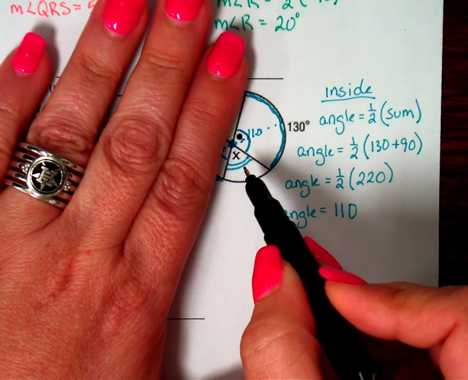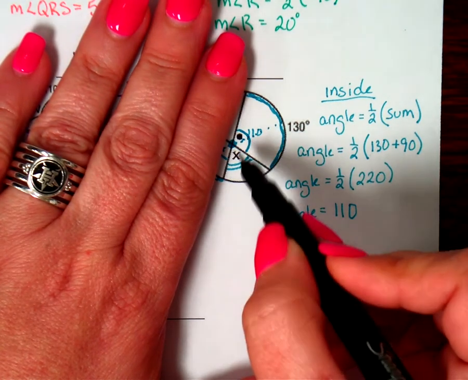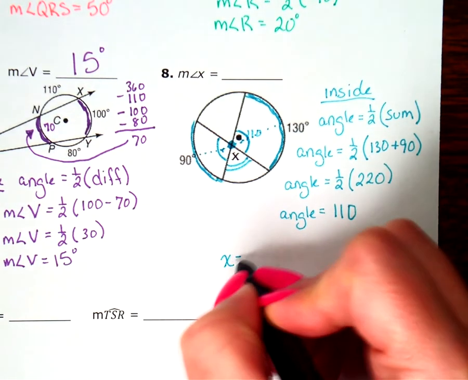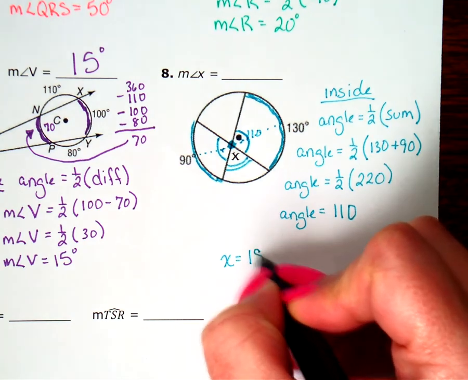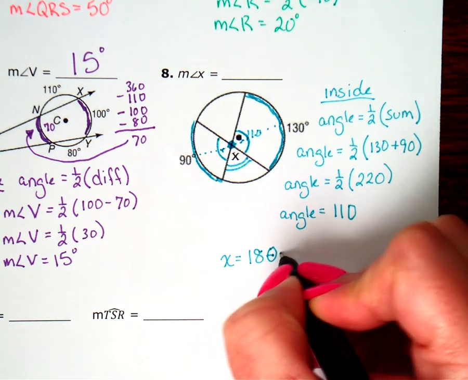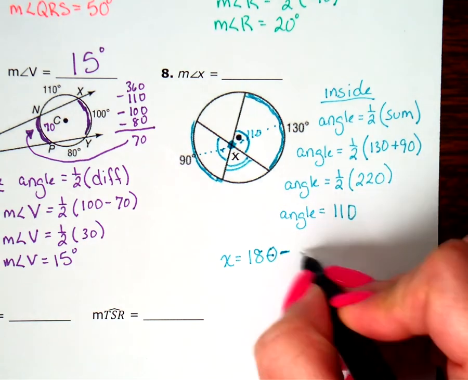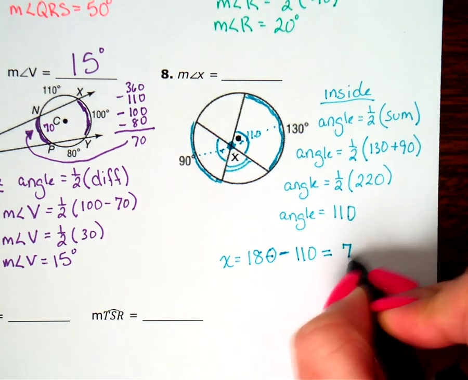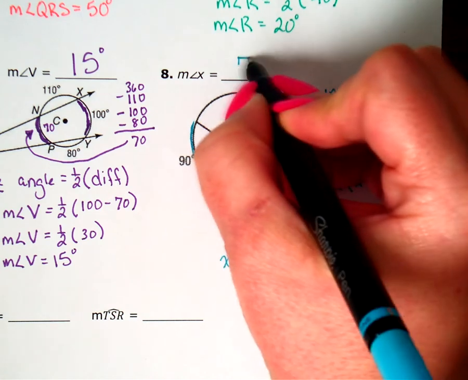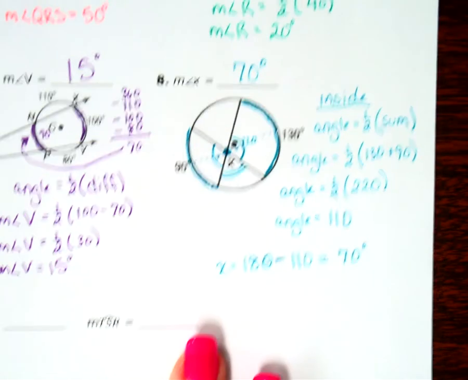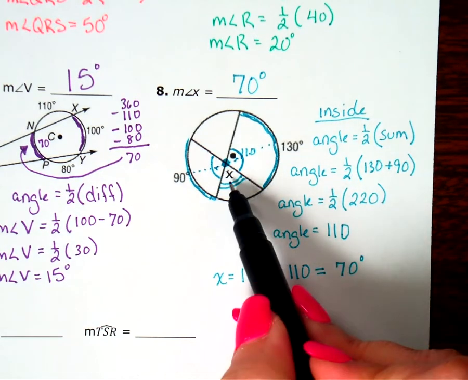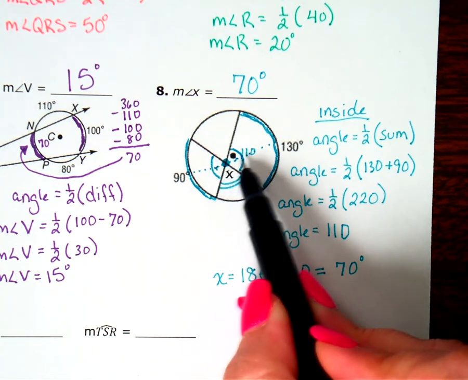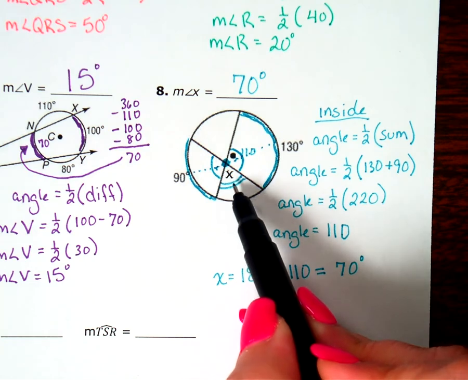Okay, so I know together these two angles have to make 180. So to find x, I need to do 180, and I need to take away this 110, which is going to give me 70 degrees. So be real careful when you're looking at these problems that what you're finding is the correct answer, because sometimes you have to find a different angle before you can find the one you're looking for.